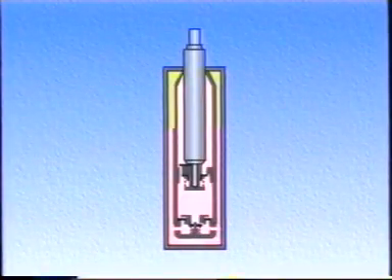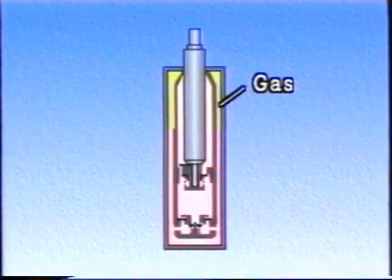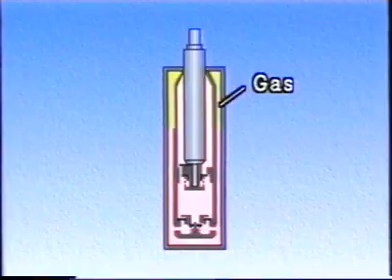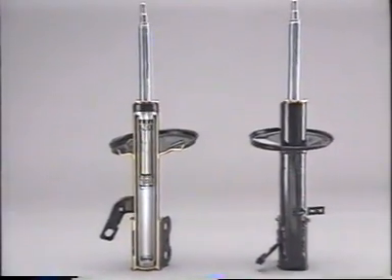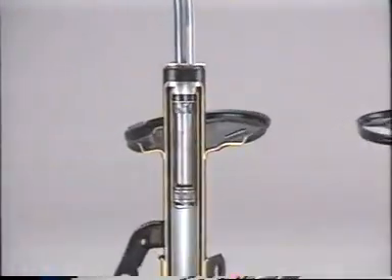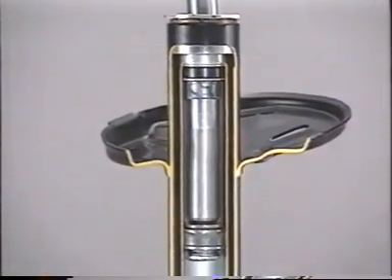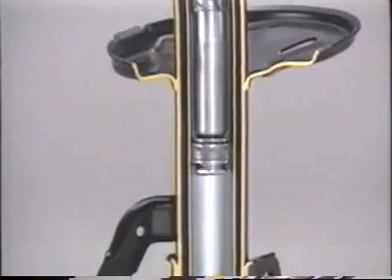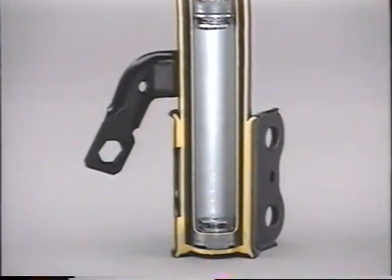In gas-filled shock absorbers, air is replaced by nitrogen, which applies pressure to the fluid and prevents this from happening. Gas-filled shock absorbers are constructed and operated in basically the same way as the hydraulic type, but cavitation and aeration are suppressed because the fluid is subjected to gas pressure. In this way, a more stable damping force can be obtained.